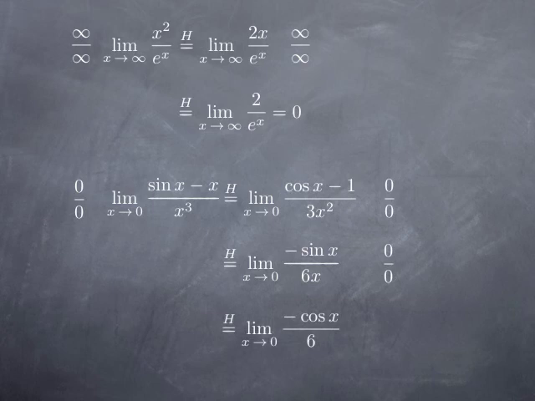And we obtain again the limit of the quotient of the derivatives. So for the top, negative cosine x, for the bottom, just 6. And this time, when we plug x equals 0, we get cosine 0, which is 1. So we obtain negative 1/6 for the limit. And this is the limit of my original expression.